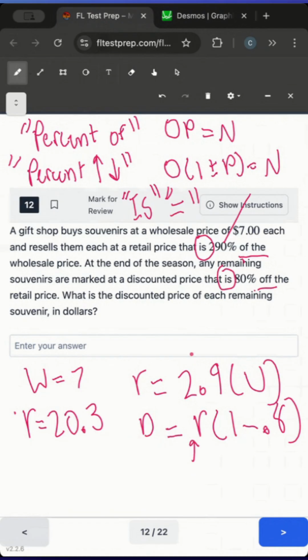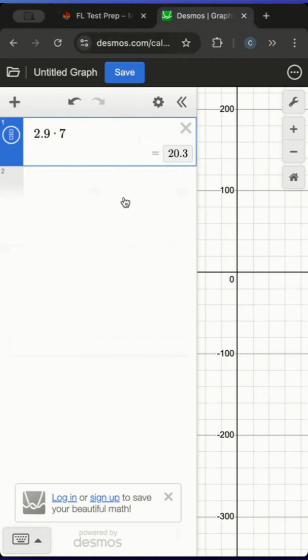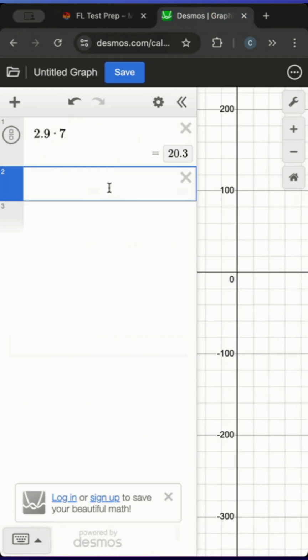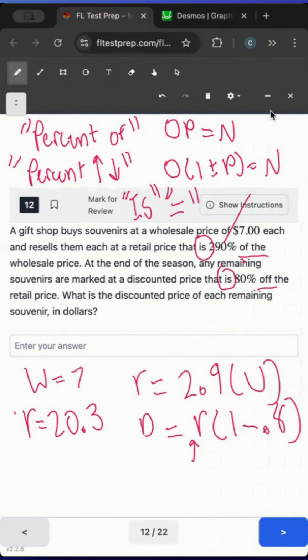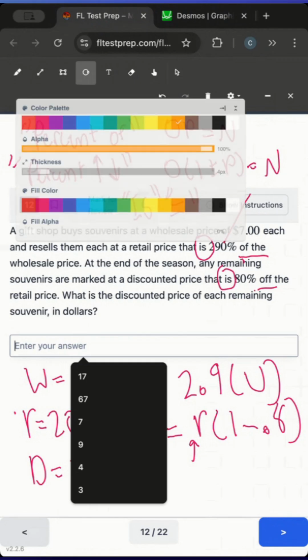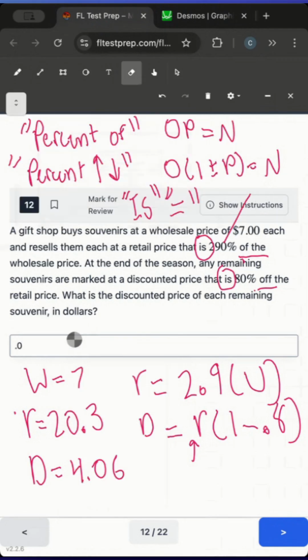And we know 20.3 times 1 minus 0.8 is going to give us our discounted price. So 20.3 times 1 minus our discount, 0.8. And that's going to give us 4.06. So we know our discount price equals 4.06. And that's going to be the correct answer for this question. 4.06.